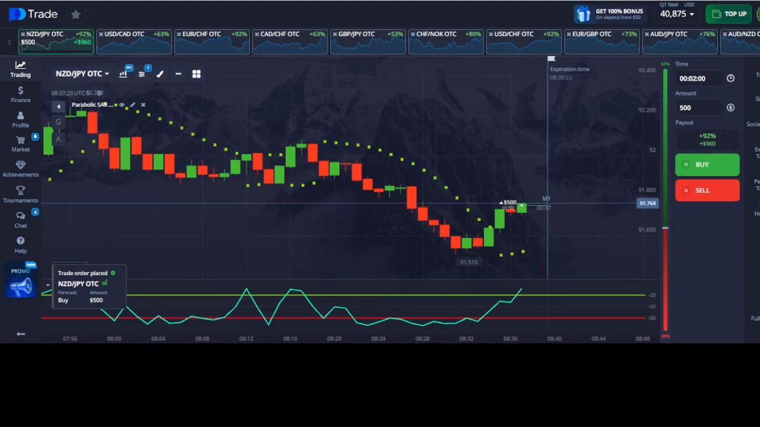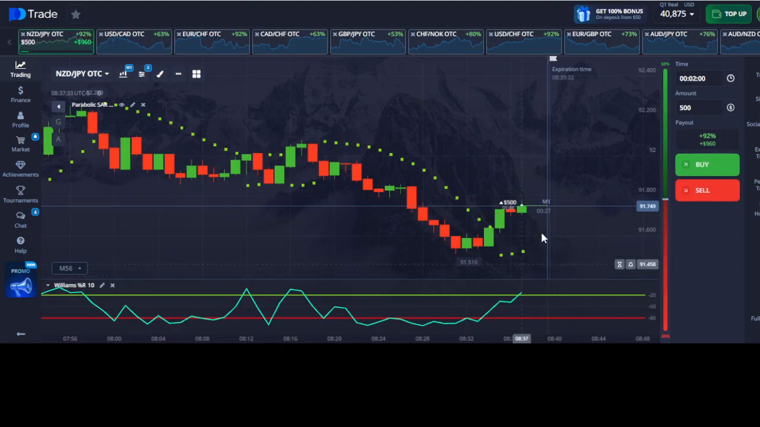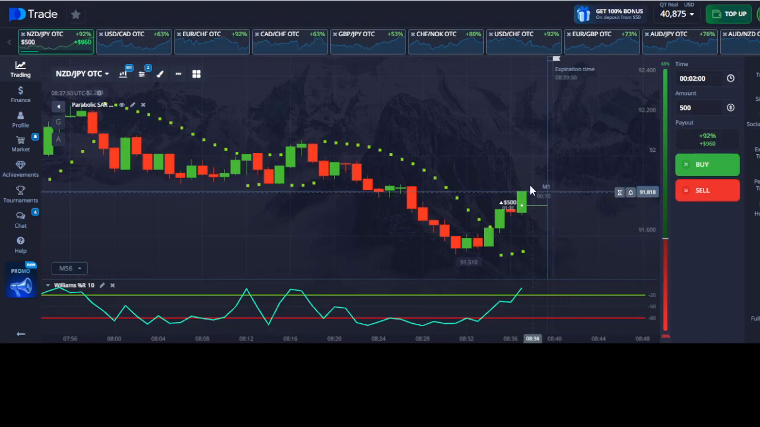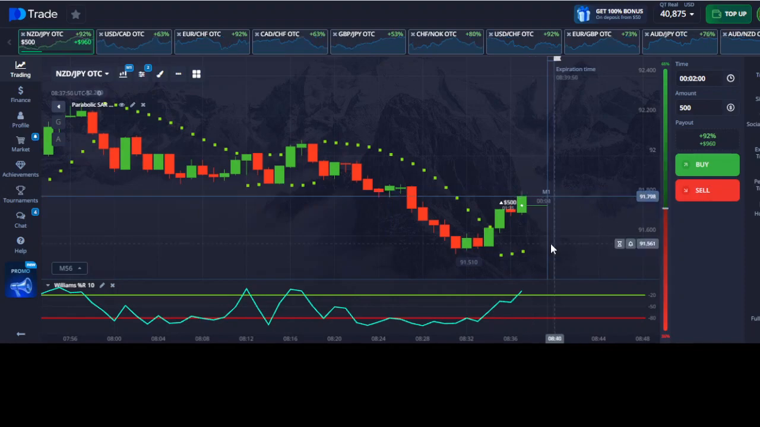Okay, so I'm on the New Zealand dollar Japanese yen currency pair here. And I just took a buy trade. And the reason why I took the buy trade is, if you see here, the Williams percent R line has crossed above the 80 line, just similar to the previous trades. In addition to that, the parabolic SAR dots have begun to print below the candles here. Now, this suggests a bullish movement to the upside over the next 2 minutes for me. So let's monitor this trade and wait for the expiration.